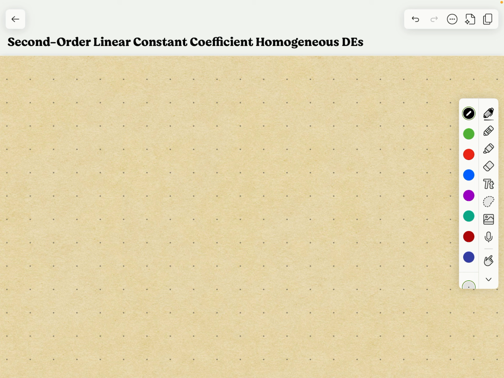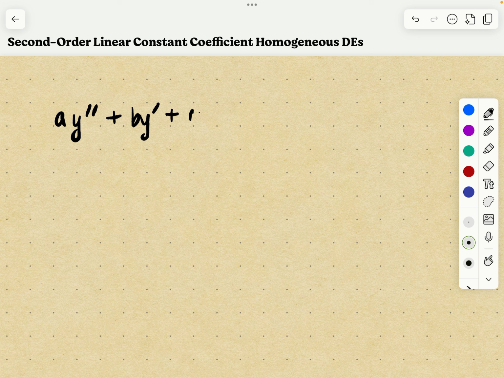Those are going to have the form ay double prime plus by prime plus cy equals f of t. So here y is a function of t, and f of t is some function of t, and you're solving for y, and a, b, and c are constants, and a is not zero.